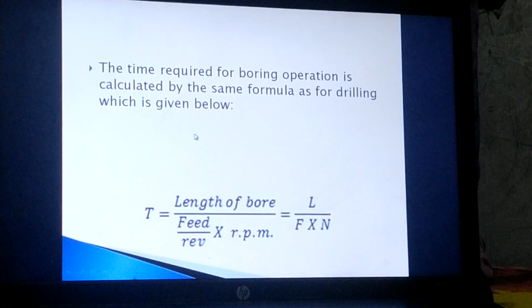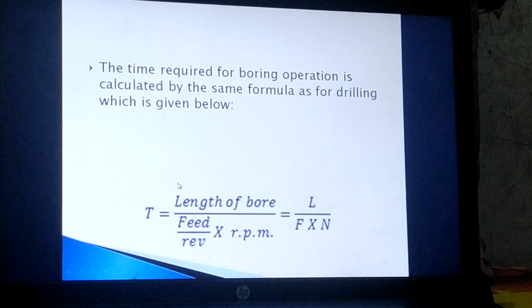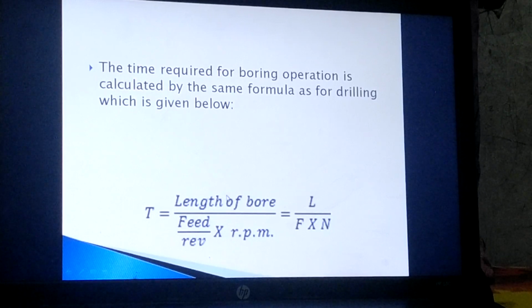Now the next is how to calculate the boring time. Again the formula used is the same. T is equal to the length of the bore divided by feed per revolution multiplied by rpm. So T is equal to L by F into N, and the answer will be given in minutes. L is the length, F is the feed, and N is the rpm.